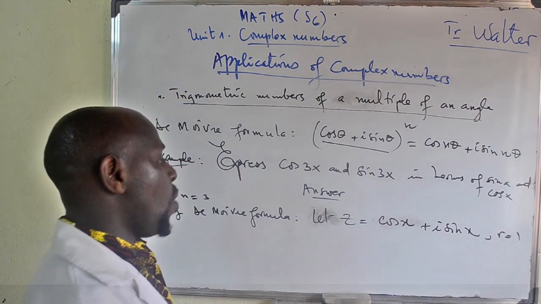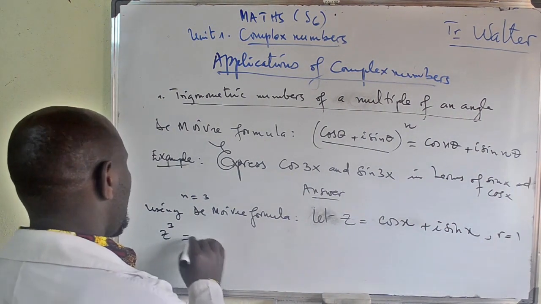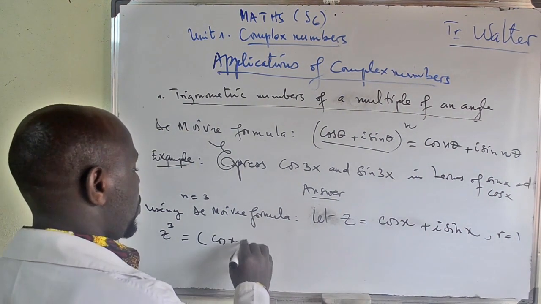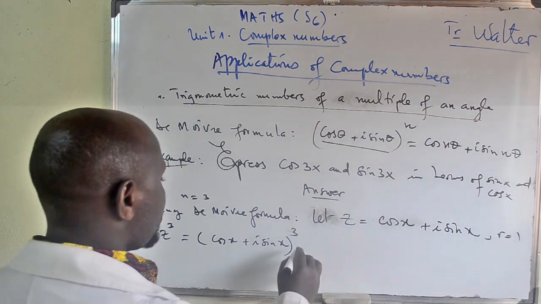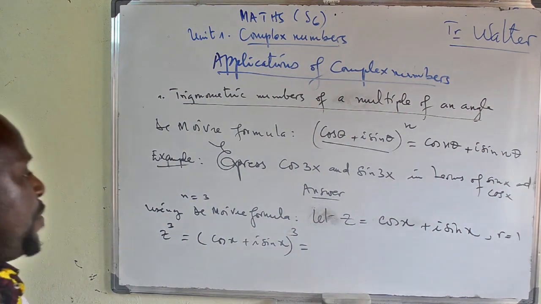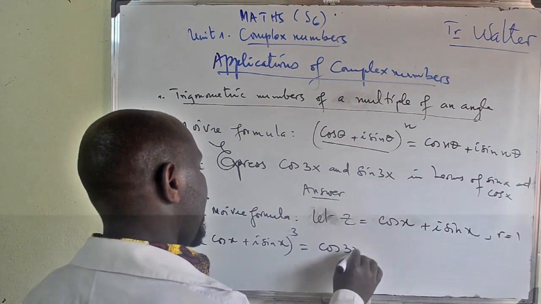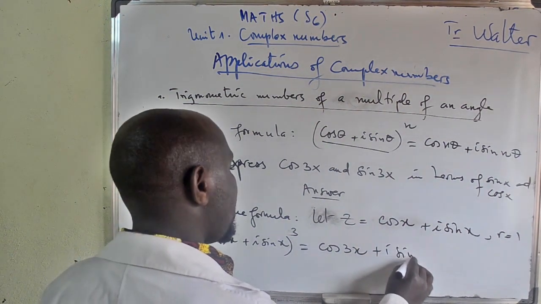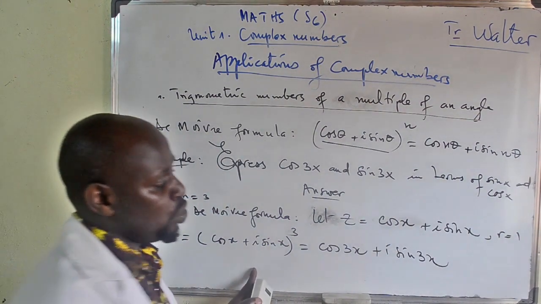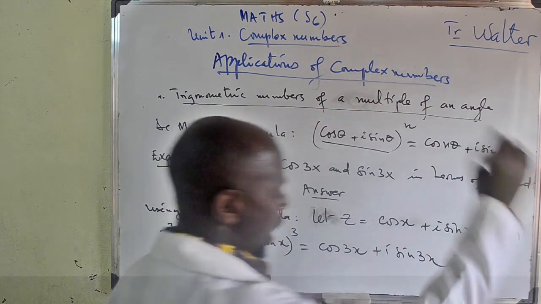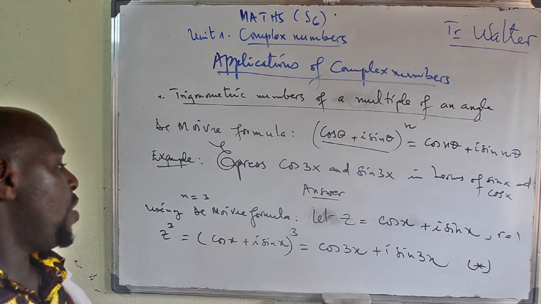We don't write it. So now, if we have that, we shall find z cubed. If we find z cubed, this will be cos x plus i sine x cubed. And now, ladies and gentlemen, using De Moivre's formula, we shall have cos 3x plus i sine 3x. We shall call this expression star. It is the first expression that we find using De Moivre's formula.